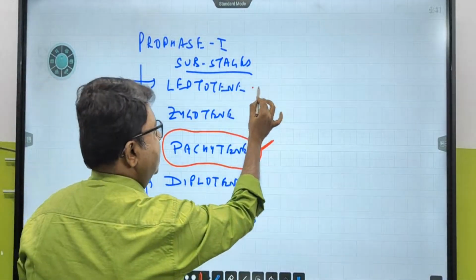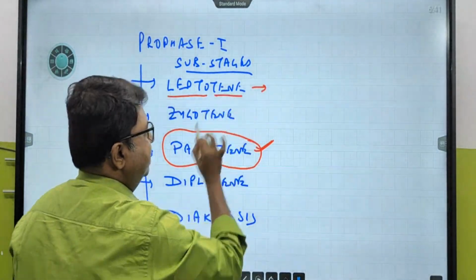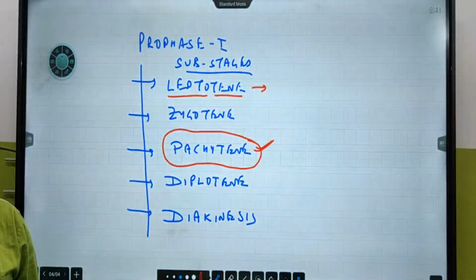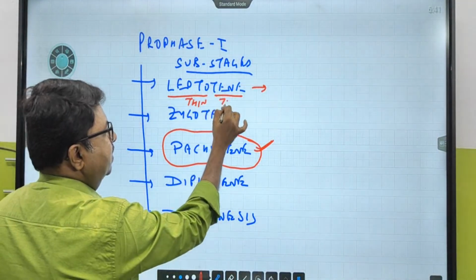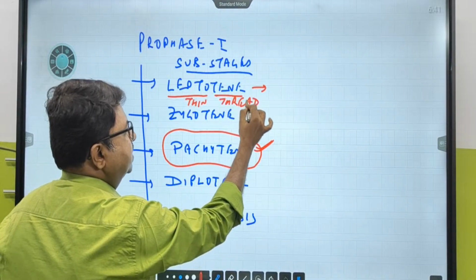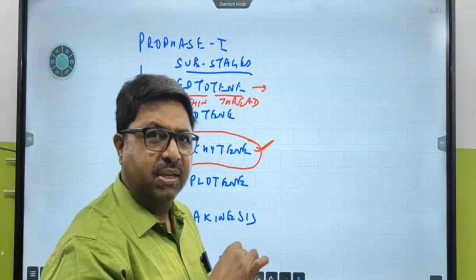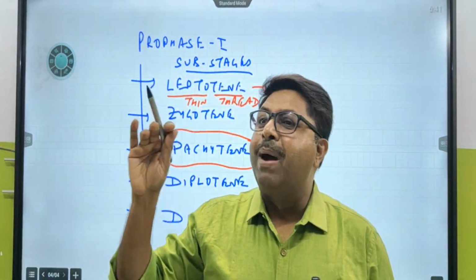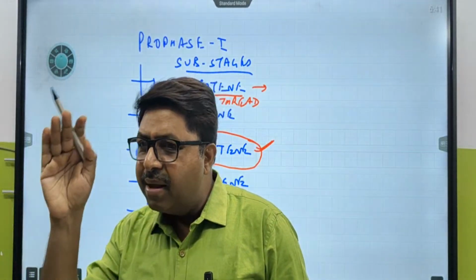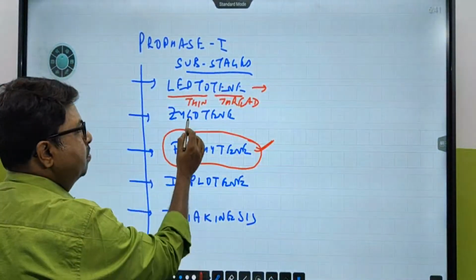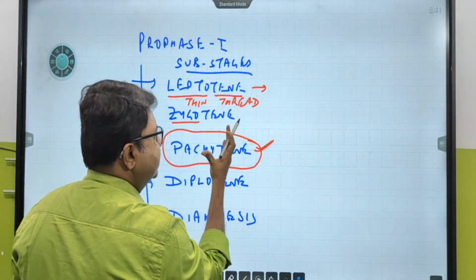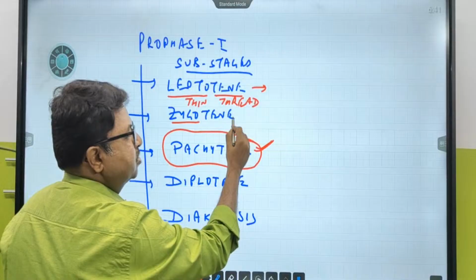And if you remember, in the last class we talked about leptotene. Tene means thread. Lepto means thin. So thin thread. What do we consider about the thin thread? The chromatin materials remain just like a thin thread. The moment they go into zygotene, zygo means paired, tene means thread. So what are they going to show?